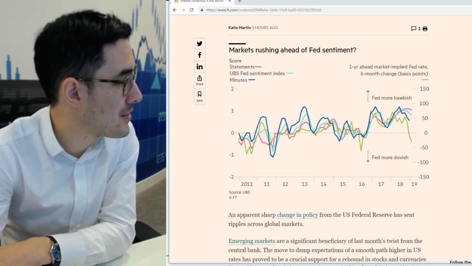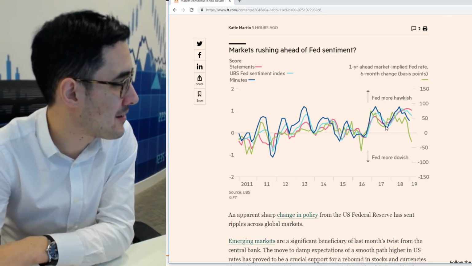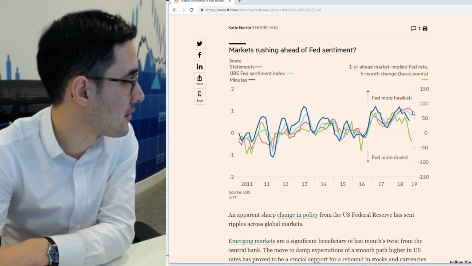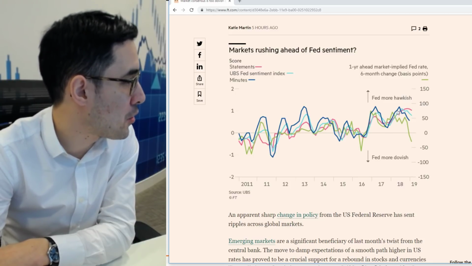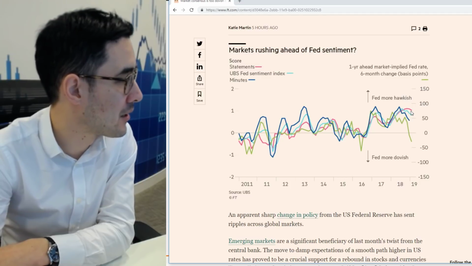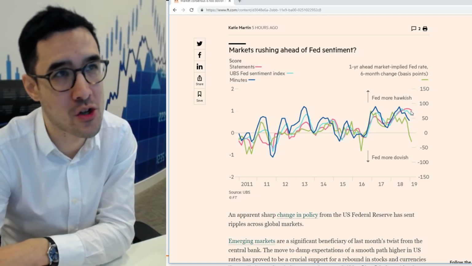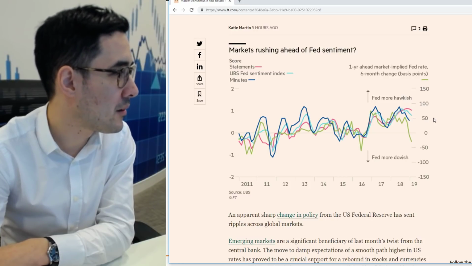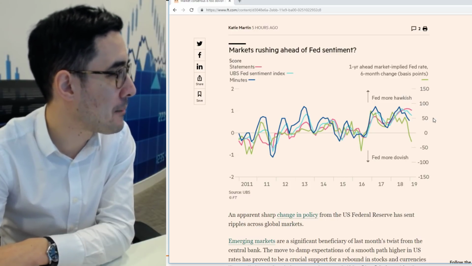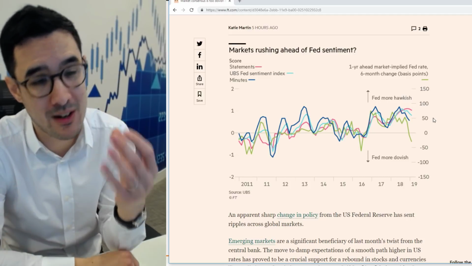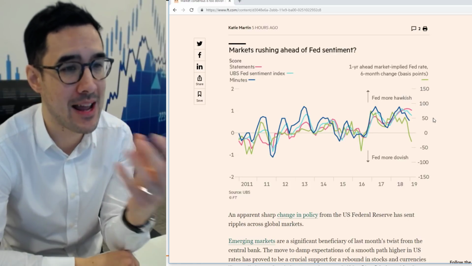Now, if you look at these lines, let's call it the pink line is the Federal Reserve's official statements. The minutes is the dark blue line, and what you've got here then is the UBS Fed Sentiment Index, which is up here, and that's kind of right in the middle of the two official communication lines, statements and minutes from the Fed. Now, the green line is the 1 year ahead market implied Fed rate, i.e. short-term interest rate futures and what they're pricing in given their sensitivity to rate expectations.